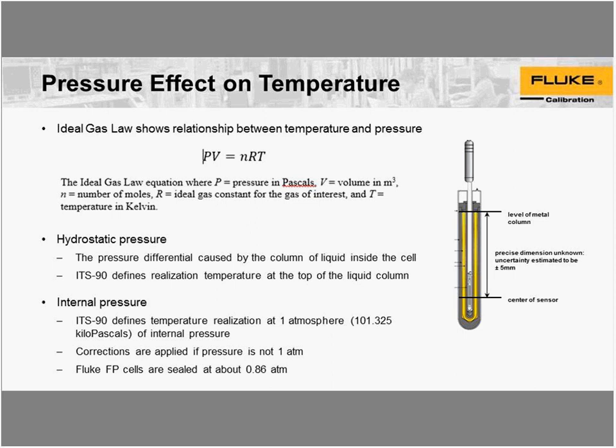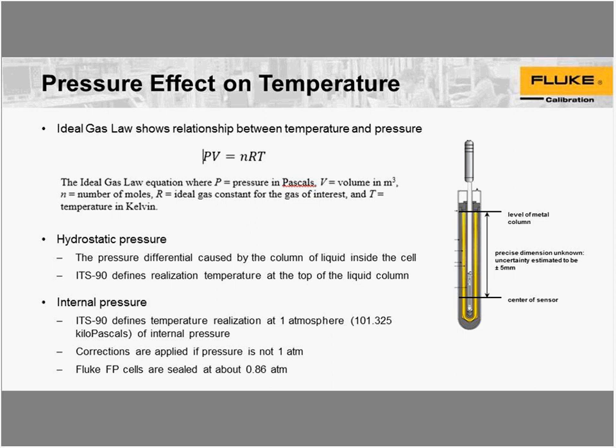So as you measure down into a fixed point cell, it's important to correct for the depth at which your SPRT or PRT is measuring. And the ITS-90 text is very helpful with this. You can go to the BIPM website and they have a nice table showing, for all fixed point materials, what the temperature change per meter is, so that you can easily find out what the immersion depth is of your fixed point cell and calculate the temperature offset.